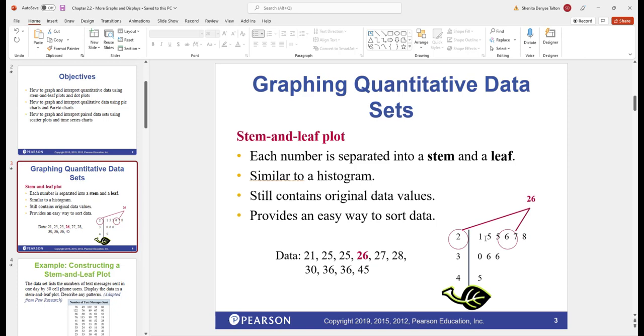We've got 2 25s. As you can see, the 2 comes first in the stem, and you've got 2 5s as leaves. Then you've got 26, 27, 28. You usually write the leaves in numerical order. Okay. The next ones we've got are 30, 36, 36. So your stem will be 3, and the 0, 6, 6 would be the leaves. And you only have 45, so your 4 would be the stem and the 5 would be the leaf.